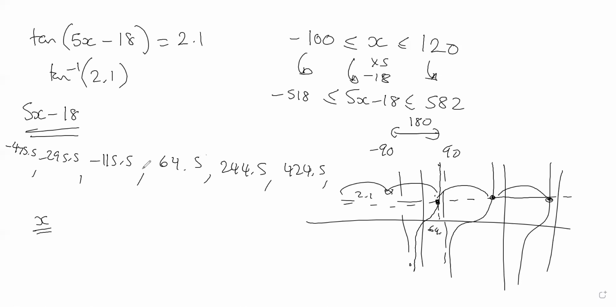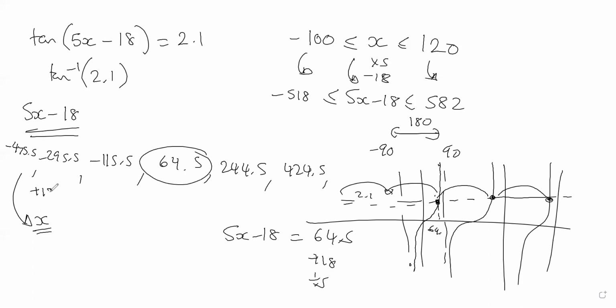Now for all of them, I've got to treat it like 5x minus 18 equals 64.5 or whichever one I'm looking at. So I'd first add 18, then I'd divide by 5. That's what I'm going to be doing for every single answer here. I'll do these two, but just know it's the exact same thing. 64.5, add 18, divided by 5. So my first answer is 16.5.